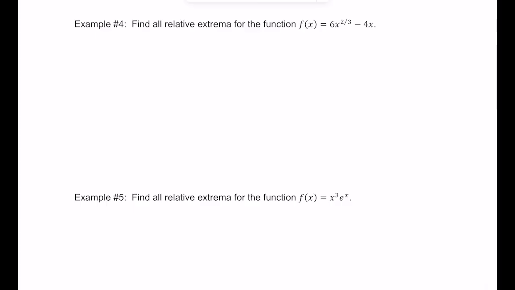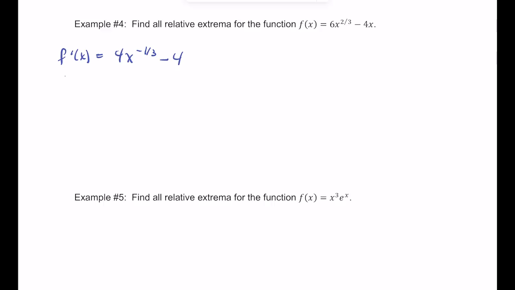For this next example, we're going to be finding all relative extrema for this function. Okay, my function is f of x equals 6x to the 2/3 minus 4x. So again, what I want to do first is find the derivative. So I'm going to use my power rule. 2/3 times 6 gives me 4. Take away 1, 2/3 minus 1 is -1/3. And then the derivative of -4x is just -4.